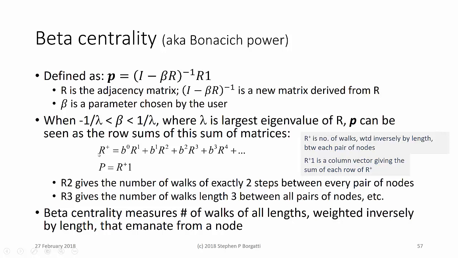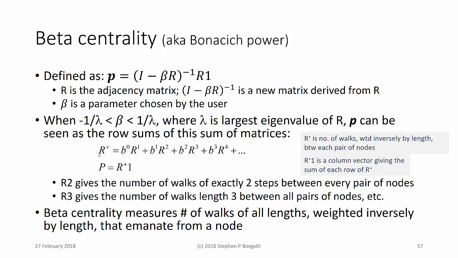total number of walks of all lengths from I to J, weighted inversely by their length. So here's R+. And it's got 1 to n, 1 to n. We have maybe the ith row here. We've got the jth column here. We look at this number right there.